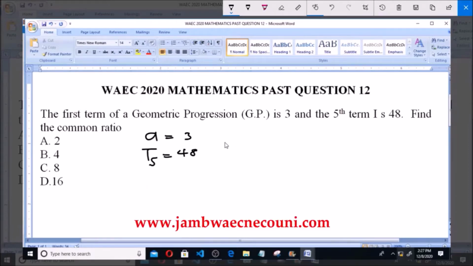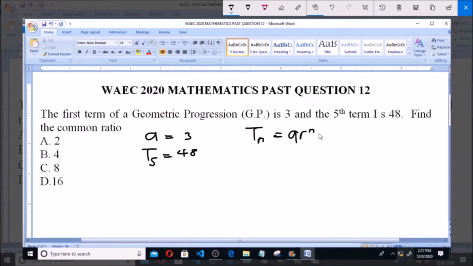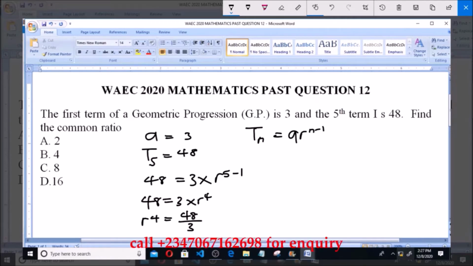Like we know, for a geometric progression, Tn equals a r raised to the power of n minus 1. So 48 equals a, which is 3, multiplied by r, the common ratio that I'm looking for, raised to the power of 5 minus 1, because n is 5. So 48 equals 3 multiplied by r to the power of 4. So r to the power of 4 equals 48 over 3. That means r to the power of 4 equals 16.